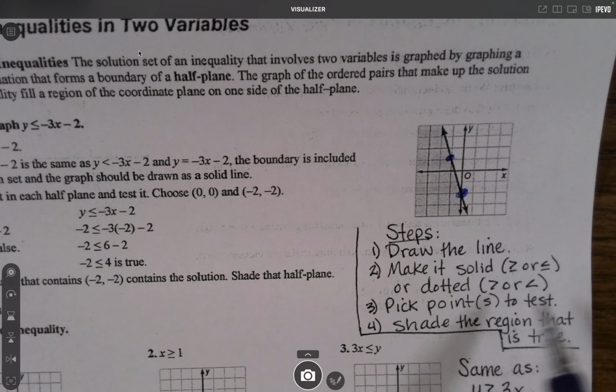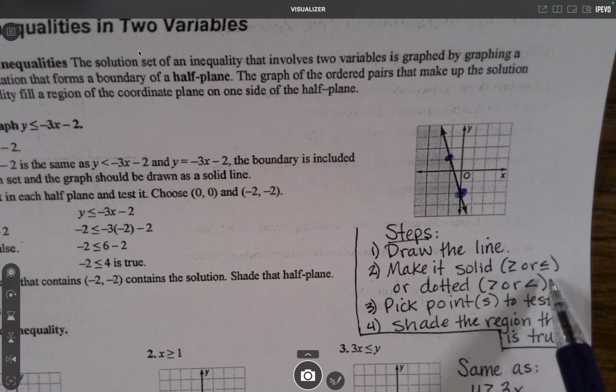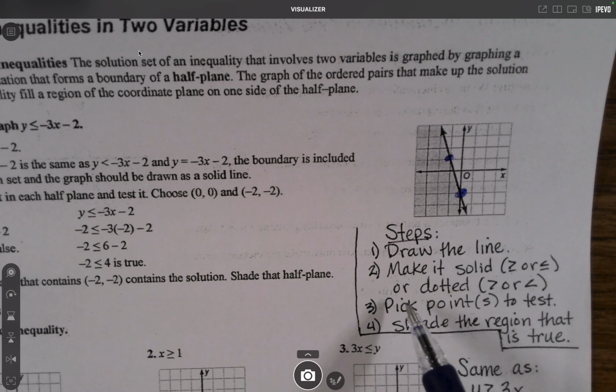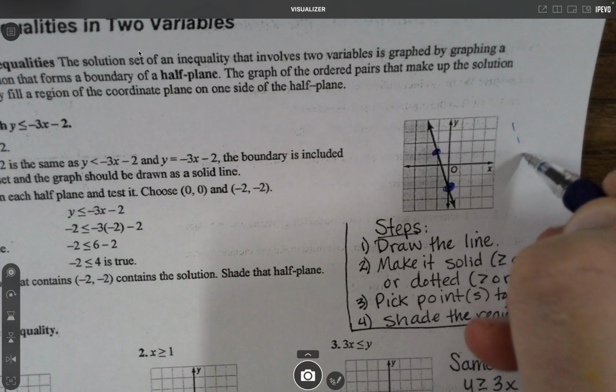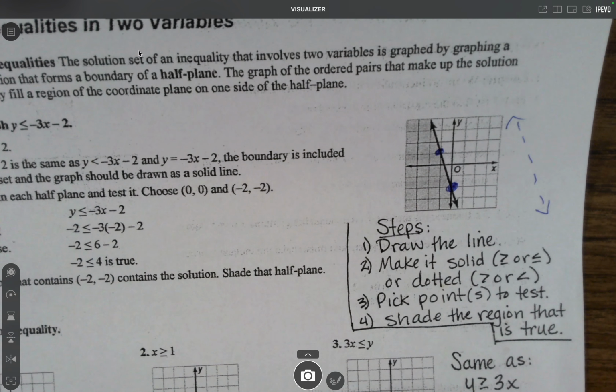You draw the line, you make it solid if the inequality is greater than or equal to or less than or equal to, and you make it dotted, in other words, just do it like this, if it's just greater than or less than.